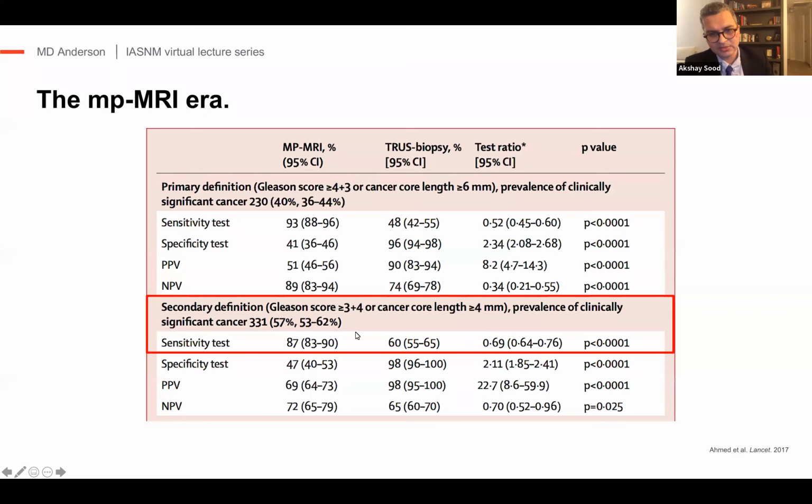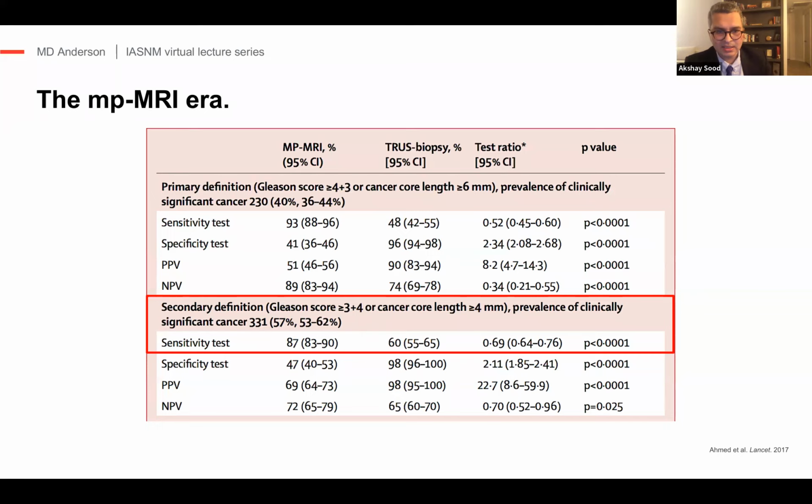But regardless, if you use the 3+4 definition, you can see that the multiparametric MRI has a far greater sensitivity of 87% compared to just 60% for a transrectal ultrasound guided biopsy. So clearly, there is a significant improvement in detecting clinically significant cancer with the use of MRI.